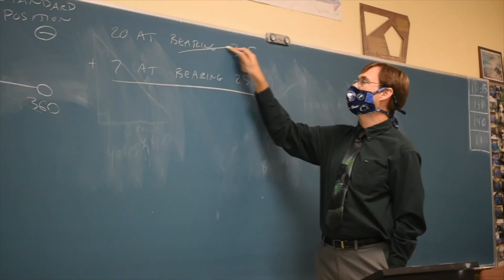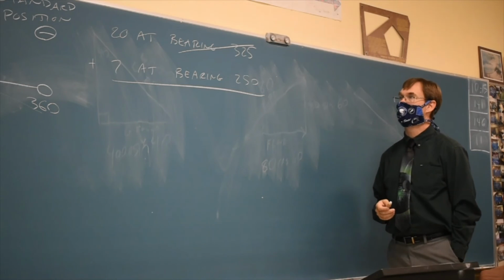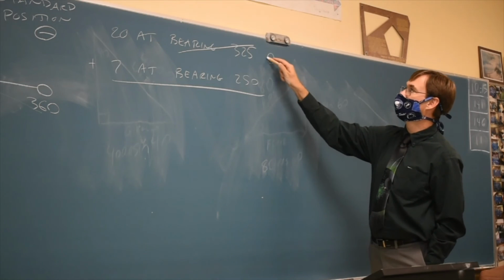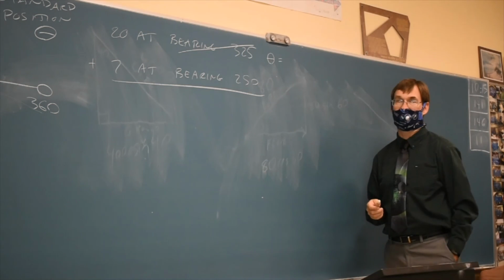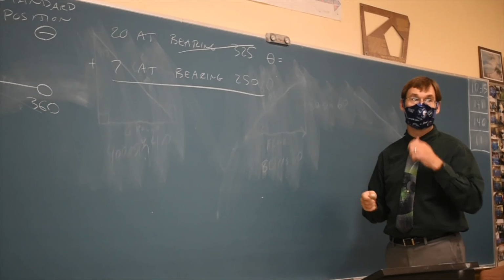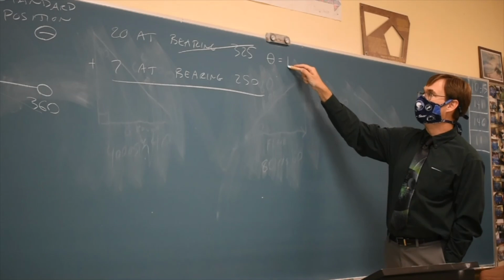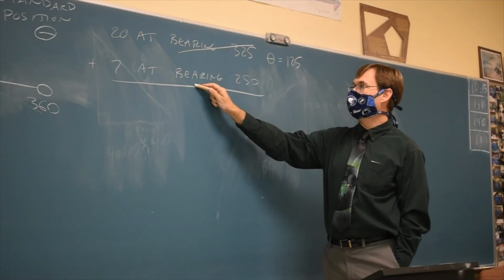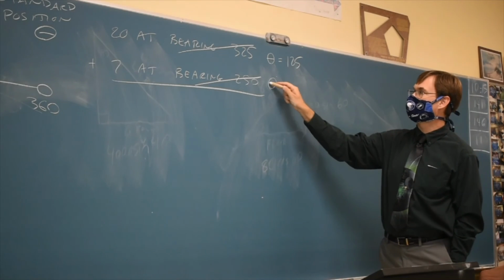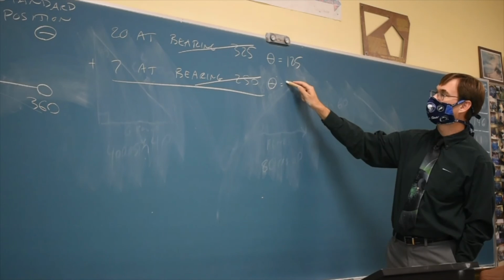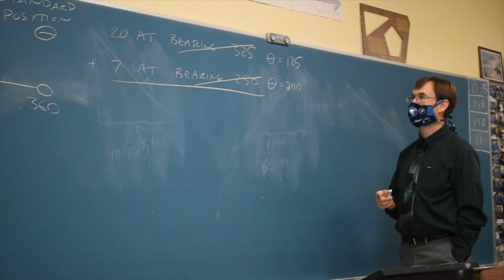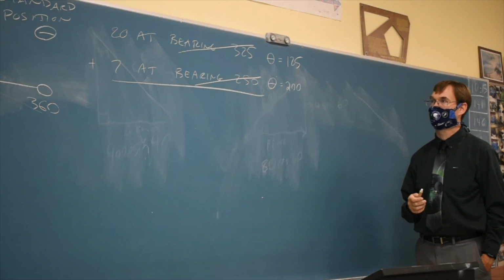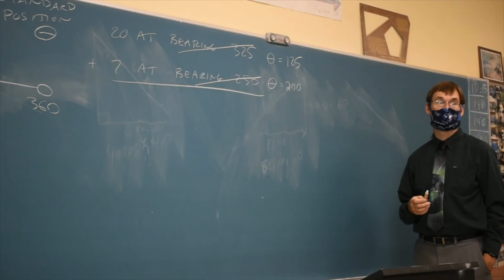So if they say bearing at 325, you can say, no thanks, I'd rather have a standard position angle. How do we change out of that? 125. It'll be 125, do 450 minus. They say bearing at 250, we can say, no thank you, 200. Those were both big enough, we did 450 minuses on them both. Question about those?